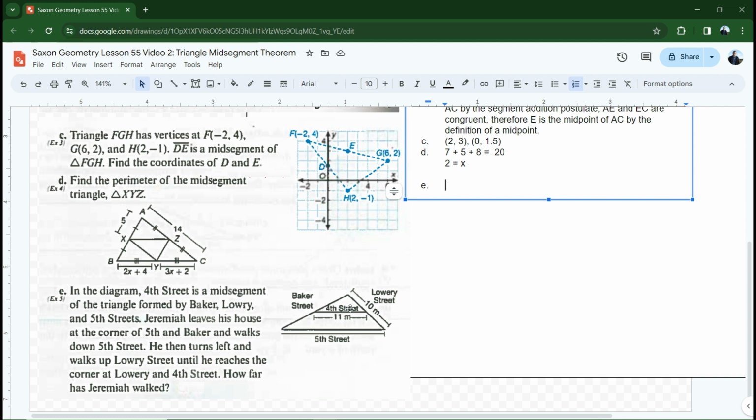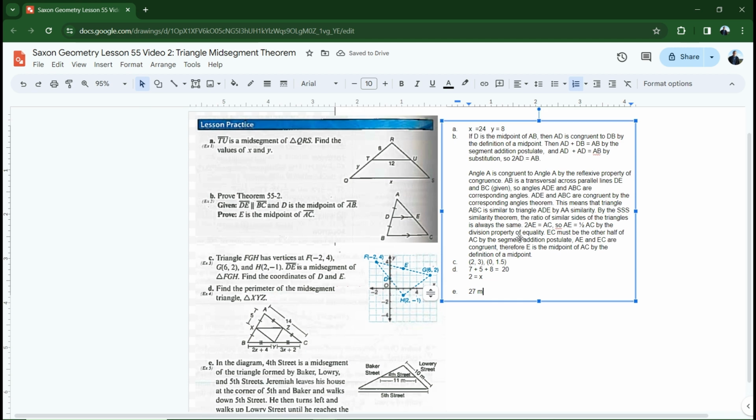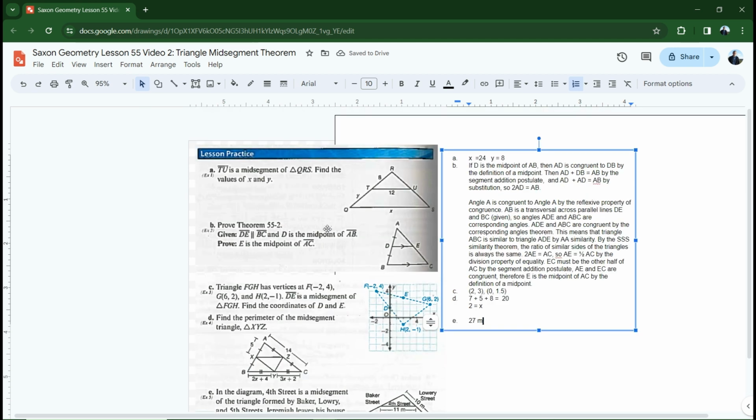Well, okay, so this is 11 meters. If this is a midsegment, that means the bottom one is double. So he walked 22 meters, and then to the midpoint of 10, 22 plus 5 is 27 meters. And that is how you use the midsegment theorem.